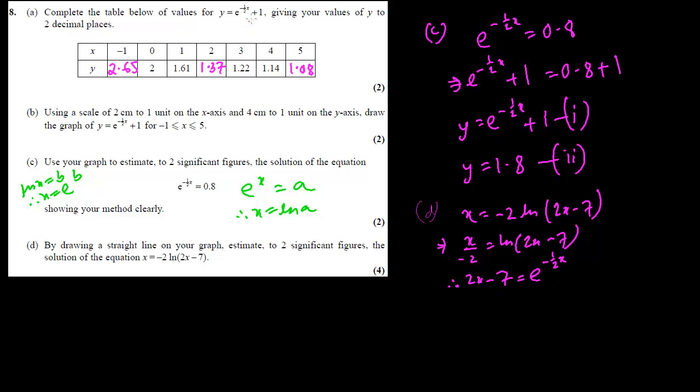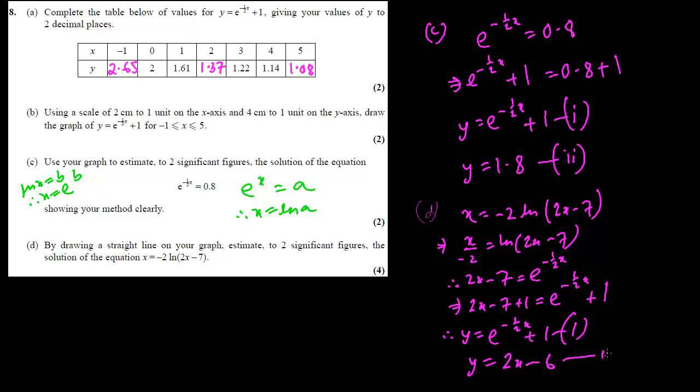Now we have to add 1 to both sides. So 2x minus 7 plus 1 and e to the power minus half x plus 1. Therefore y equals e to the power minus half x plus 1 is equation 1, and y equals 2x, minus 7 plus 1 is minus 6, so 2x minus 6 is equation 2. Now we have the equation of the line that we have to draw. This line, we have to plot.